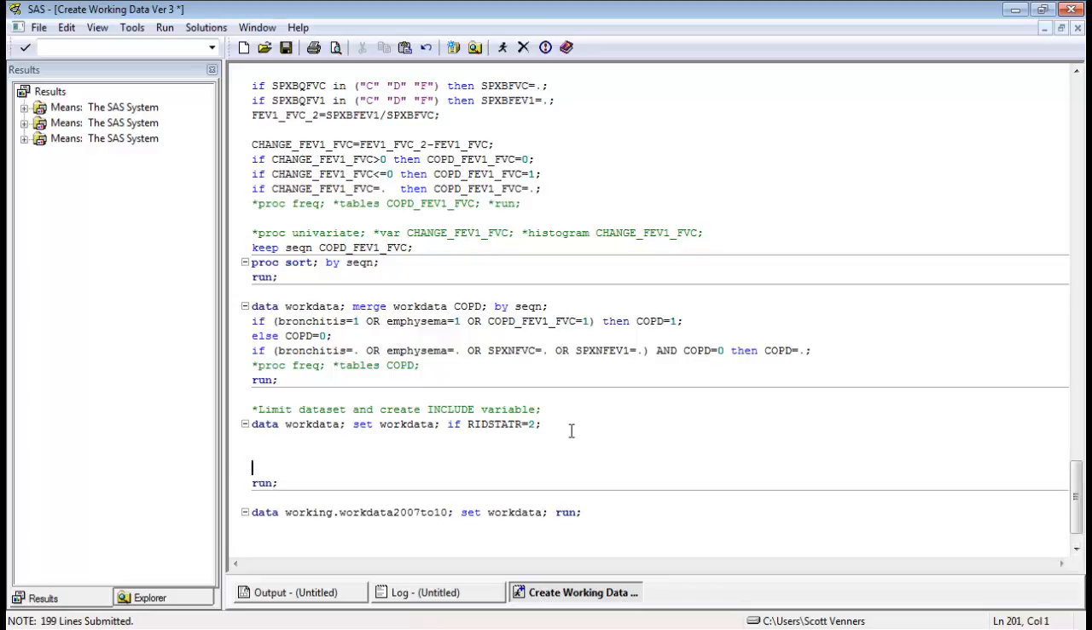Now, the next thing that I want to do is create the include variable for those people who are going to be in my model. I want to make sure that they have complete data on all of the variables in my model and that they're of the right age. So let me first remember what variables I have in my model.